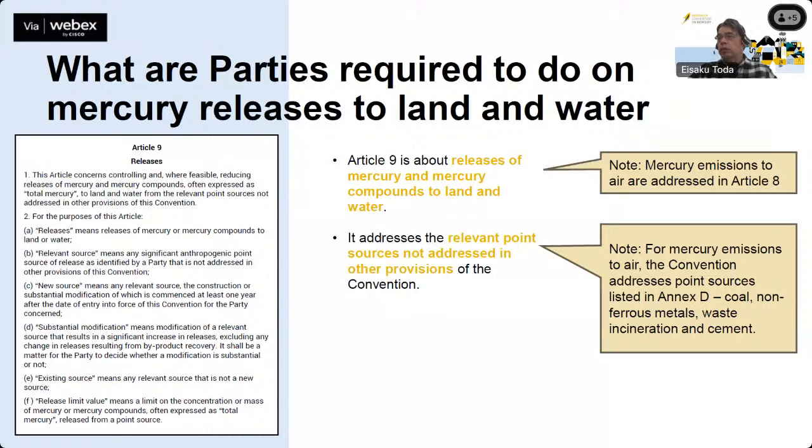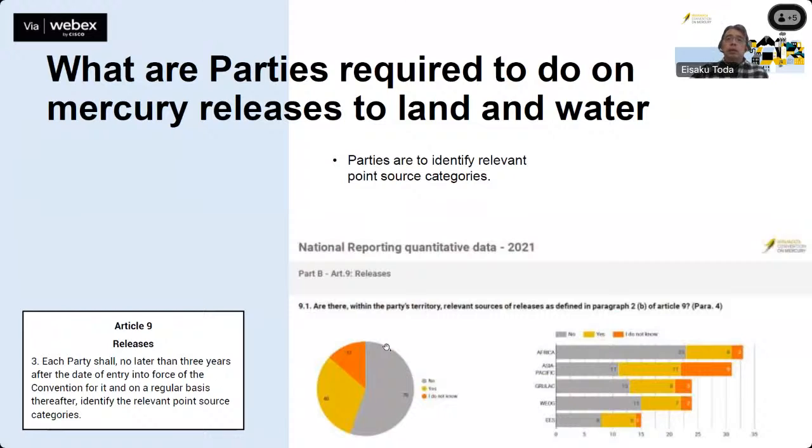There are five sources: coal, non-ferrous metals, waste incineration, and cement. So Article 8 lists the industrial sectors that are controlled under the article, but under Article 9, the parties are to identify relevant sources. This is stipulated in Article 9, paragraph 3. The first obligation for parties is to identify relevant point source categories.